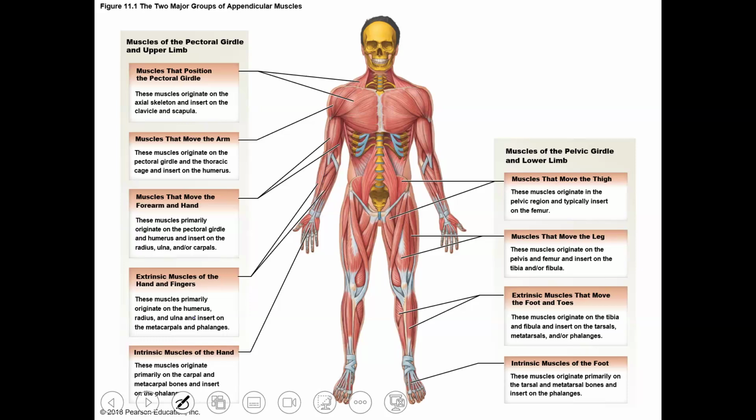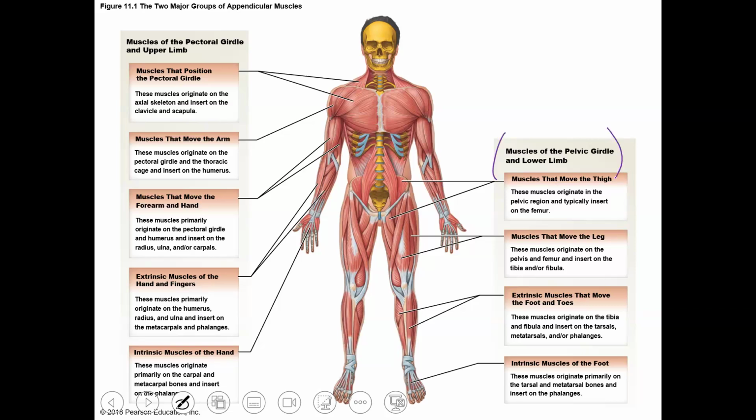Extrinsic muscles of the hand and fingers primarily originate on the humerus, the upper arm bone, the radius, the lower arm bone closer to the thumb, and the ulna, and insert onto the metacarpals and phalanges. Your carpals are about in here. Your metacarpals are where your palm is. The phalanges are your fingers. Intrinsic muscles of the hands originate primarily on the carpal and metacarpal bones and insert on the phalanges, or the fingers.